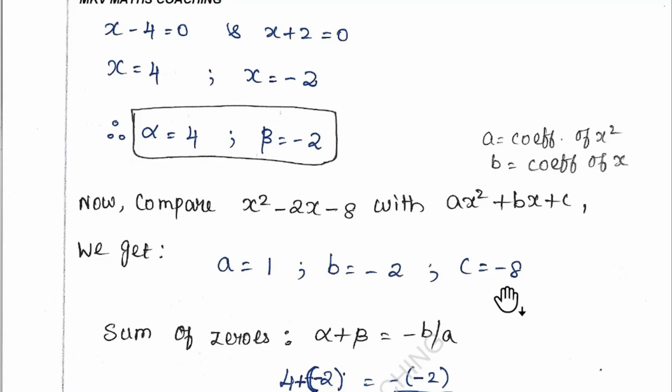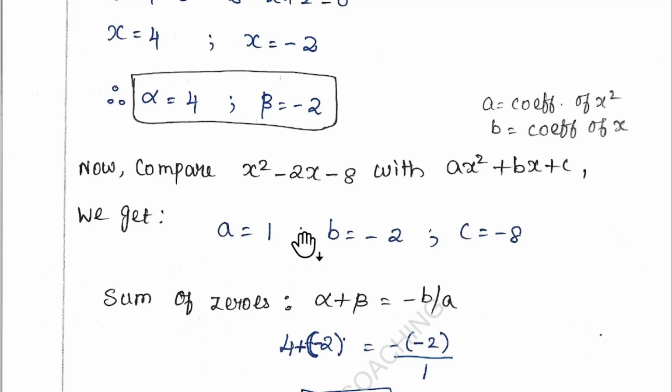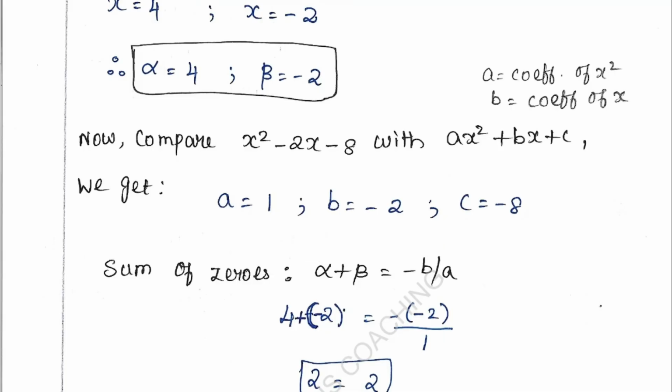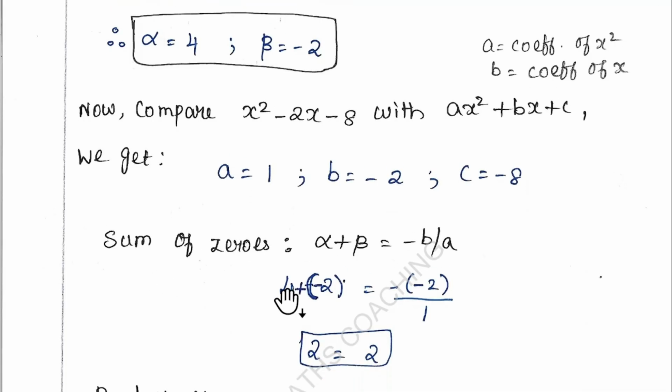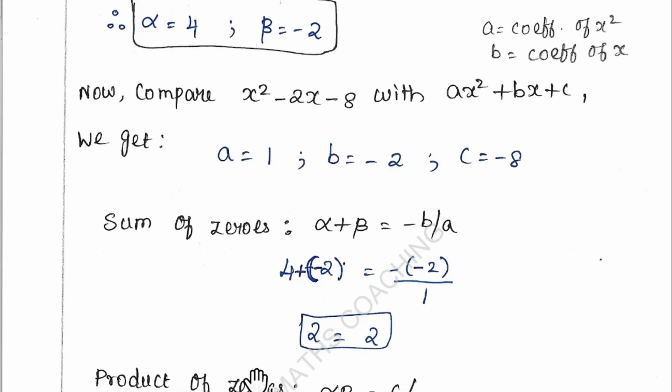Okay, now you got a, b, c values and alpha, beta values. And we have already discussed the formulas in the concept video. So sum of zeros will be alpha plus beta is equal to minus b by a. Just you need to substitute and check whether both the values are equal. Alpha is 4, right? 4 plus beta is minus 2. 4 plus of minus 2 equal to, already formula is minus, and b value is minus, so minus of minus 2 divided by a value is 1. So 4 minus 2 is 2. Minus of minus is plus 2. So 2 equal 2. Sum of zeros satisfies, right? So you are getting equal values.